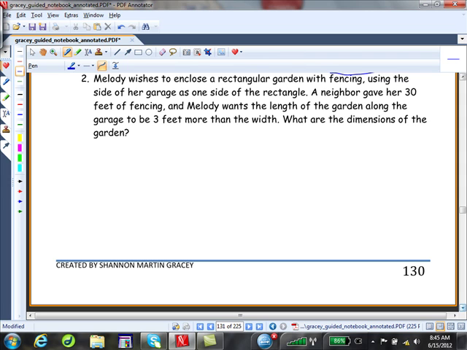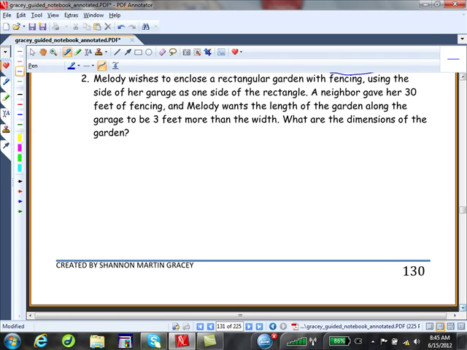Melody wishes to enclose a rectangular garden with fencing, using the side of her garage as one side of the rectangle. A neighbor gave her 30 feet of fencing, and Melody wants the length of the garden along the garage to be 3 feet more than the width. What are the dimensions of the garden? Well, guys, in this case, a picture is going to be worth 1,000 words, right? So let's see what we have going on.